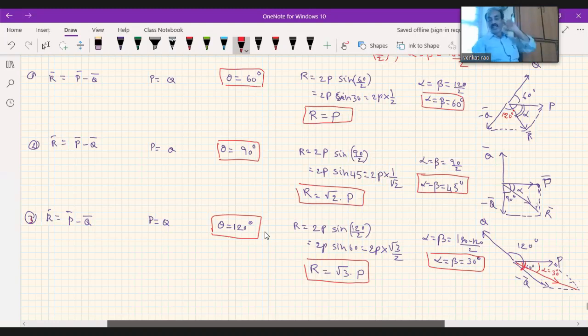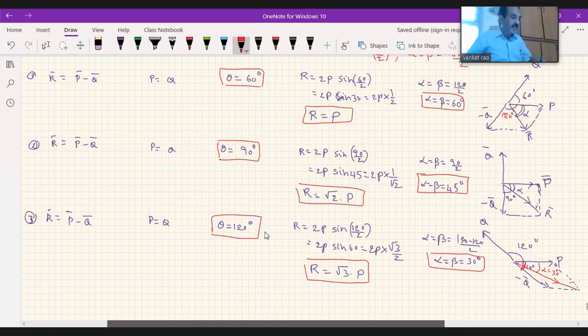Now you look at the results with addition and subtraction. In addition and subtraction, when vectors are parallel and anti-parallel, the results are reversed. In addition, for parallel P plus Q, for anti-parallel P minus Q. In subtraction, for parallel P minus Q, for anti-parallel P plus Q. And whenever magnitudes are equal, the resultant in addition is 2P cos theta by 2. Here it is 2P sin theta by 2.